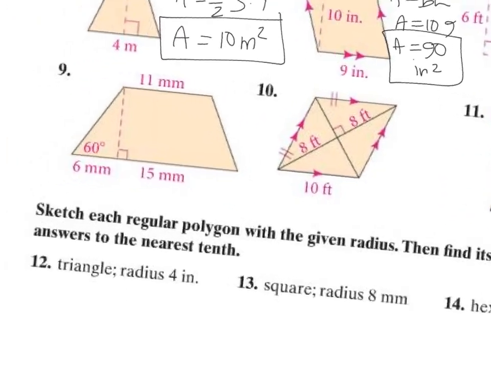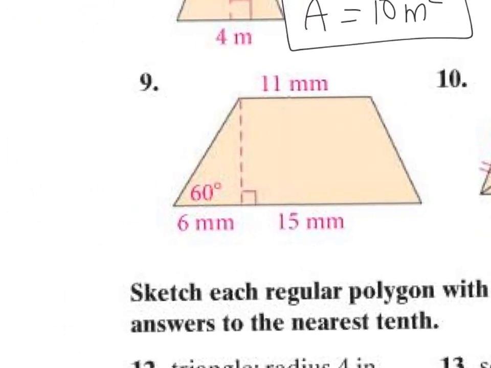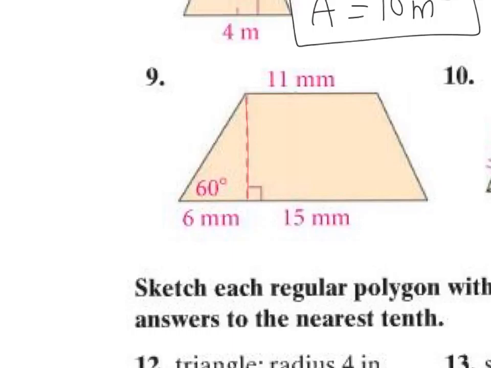Number 9 is a trapezoid, but it's a special right triangle trapezoid. So the height is going to be, if this is a 30, 60, 90, and this part is 6, the height's going to be 6 root 3. So write the formula. So it's area equals 1/2 the height, which is 6 root 3.